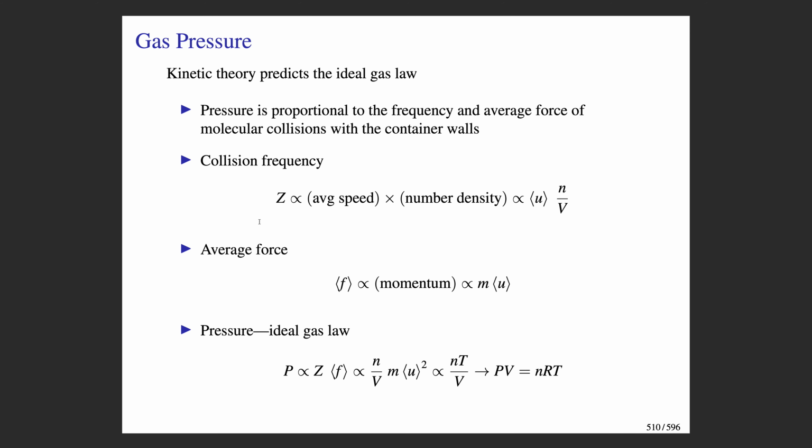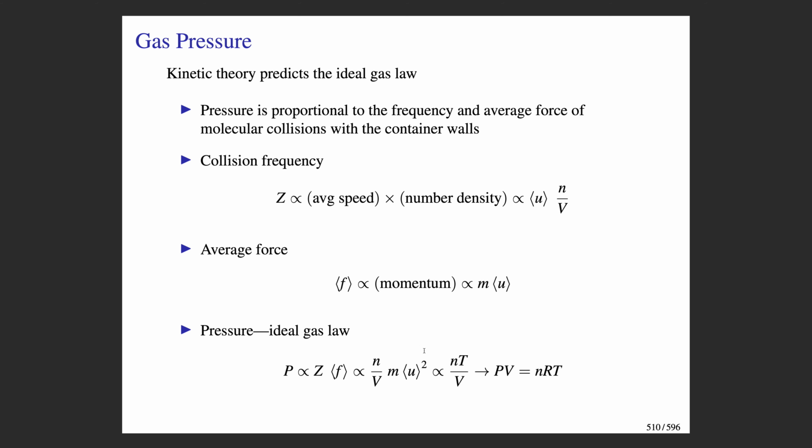So the other factor that affects the pressure is how hard do these molecules strike the walls of the container. Well, the average force is going to be related to a quantity from physics called the momentum. And the momentum, on average, of a gas molecule is going to be the mass of that molecule times the average speed. So again, we see that the average speed plays a role in determining the pressure. So if we combine the collision frequency with the average force of the collision, and we work through the math, we get that this pressure is going to be proportional to the number density times the mass times the speed squared.